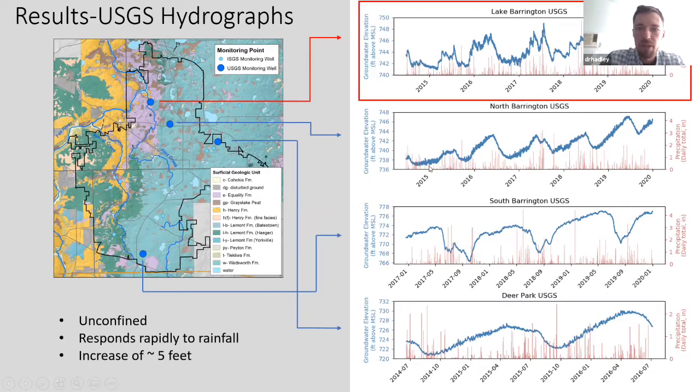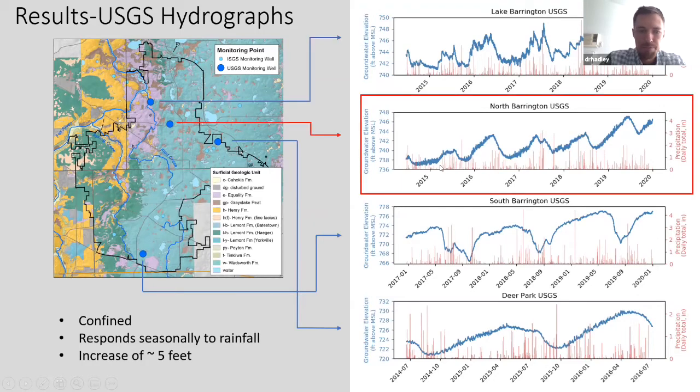And we also see this at North Barrington. There's also roughly the same increase in water level through time. You'll notice though that it's less jaggedy, and that's basically because it's not responding as readily to rainfall events. And so this is more of a confined aquifer response.